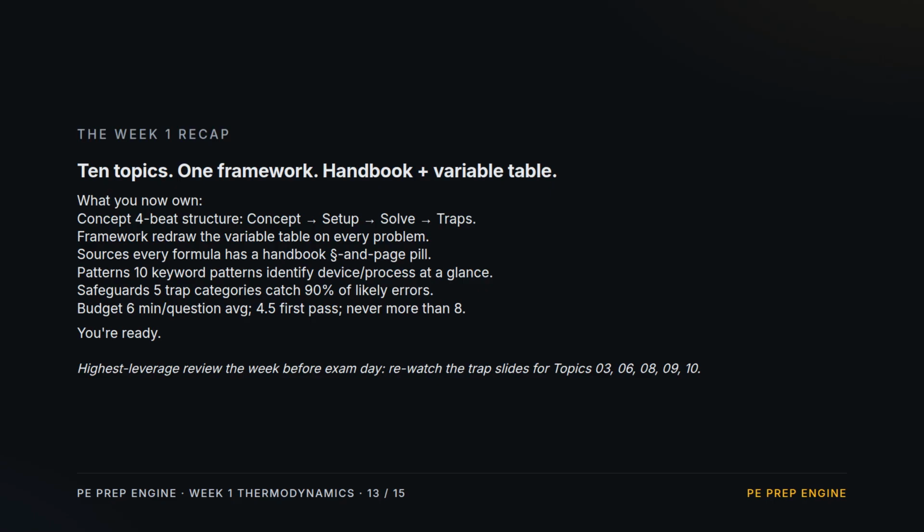The Week 1 recap. You own 6 things. 1. The 4-beat structure. Concept, setup, solve, traps. 2. The variable table framework. States as columns, properties as rows. 3. The 20 handbook bookmarks. 4. The 10 keyword patterns. 5. The 5 trap categories. 6. The time budget. If you review one thing the week before, rewatch the trap slides for topics 03, 06, 08, 09, 10. The highest leverage hour there is.